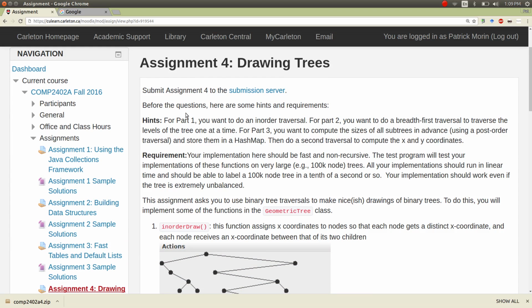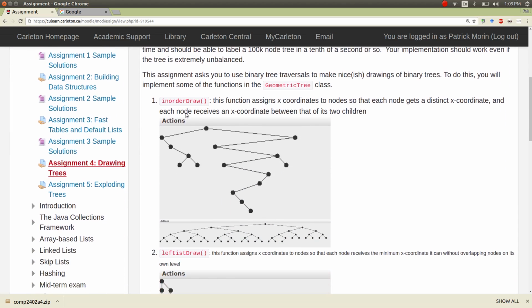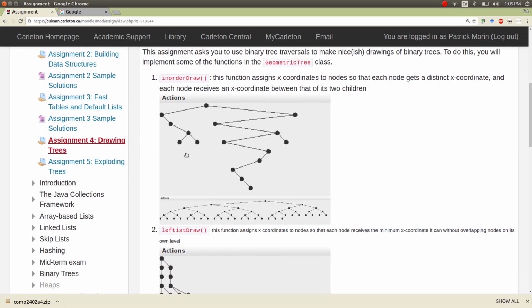Okay, so assignment 4 is about drawing trees. So in particular, drawing binary trees. What you have to do is write functions on a class called geometric tree. What's a geometric tree? Well, it's a tree whose vertices have x and y coordinates. It's a binary tree, not necessarily a binary search tree. And you have to assign x and y coordinates to the nodes so that when you draw the thing, it looks nice. And nice has different definitions for 3 different parts of this question.